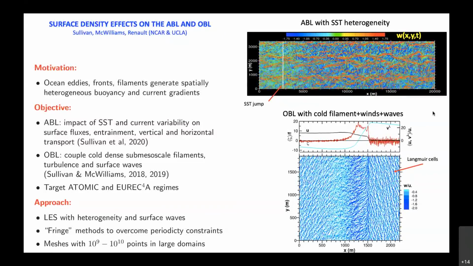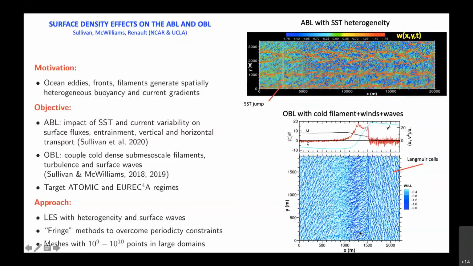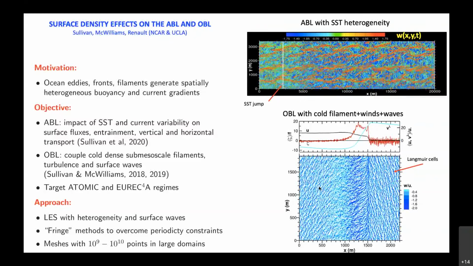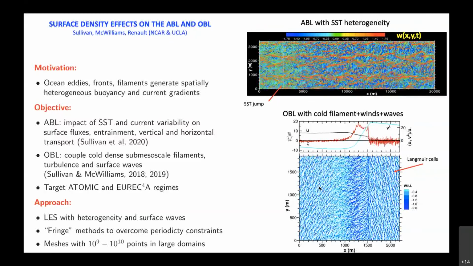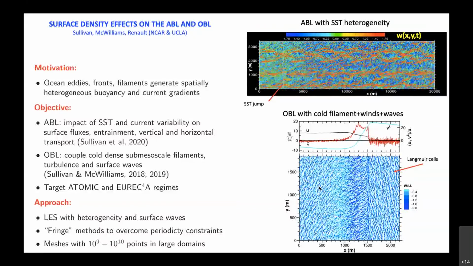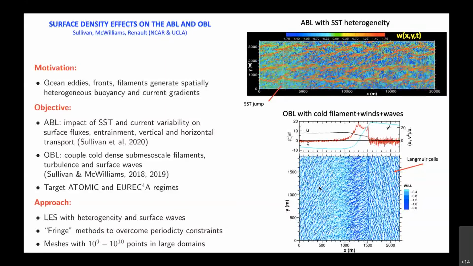And they are doing a similar thing for the ocean boundary layer simulation, where I'm not going to go into detail, but they show that when you have this very fine scale frontal eddy, cold filament, they can interact with the winds and waves to generate characteristics that are different from traditional Langmuir circulation here.